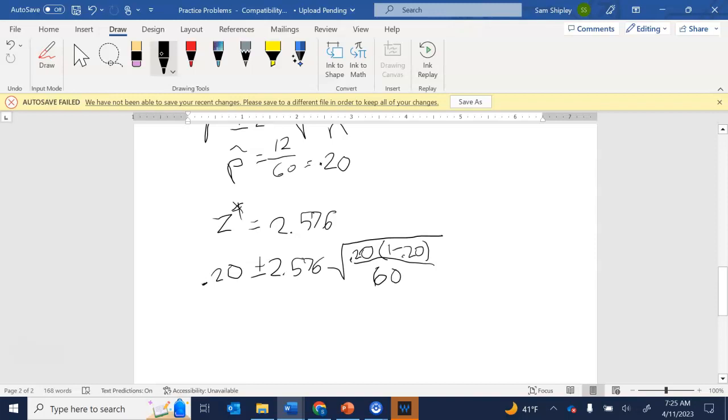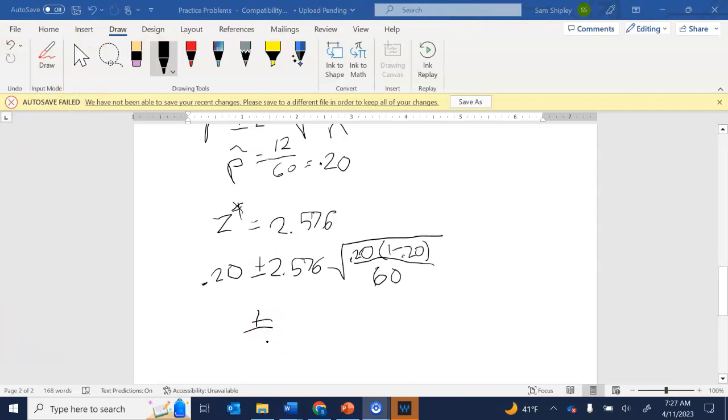All right. So remember, when you're doing this calculation, in order to get the right answer, put in your calculator 2.576 times the square root of 0.20 times, open parentheses, 1 minus 0.20, divided by 60. Then if you're using a TI-84, hit the right arrow on your calculator, then hit enter. Then do your plus or minus of 0.20, because if you do it all at once, you're going to get the wrong answer. So we'll go ahead and do our calculations.